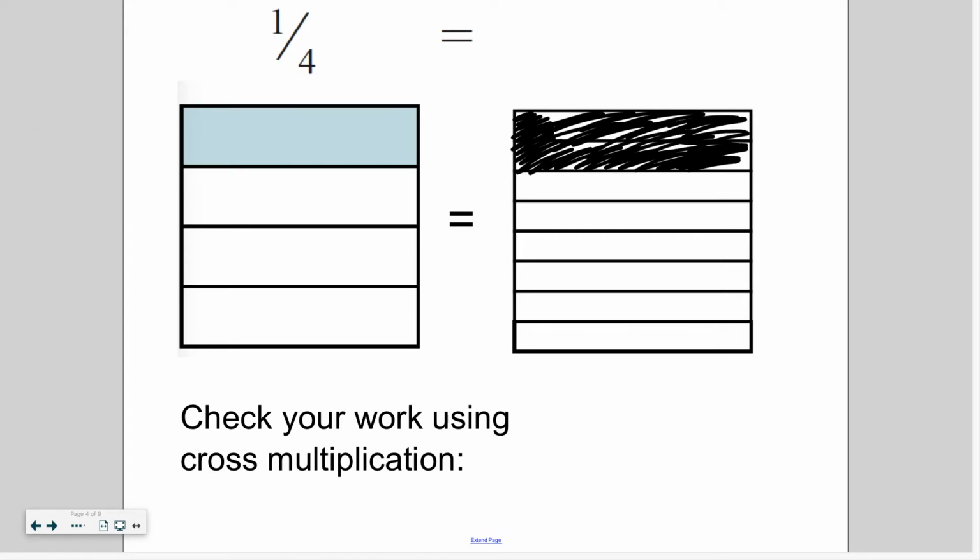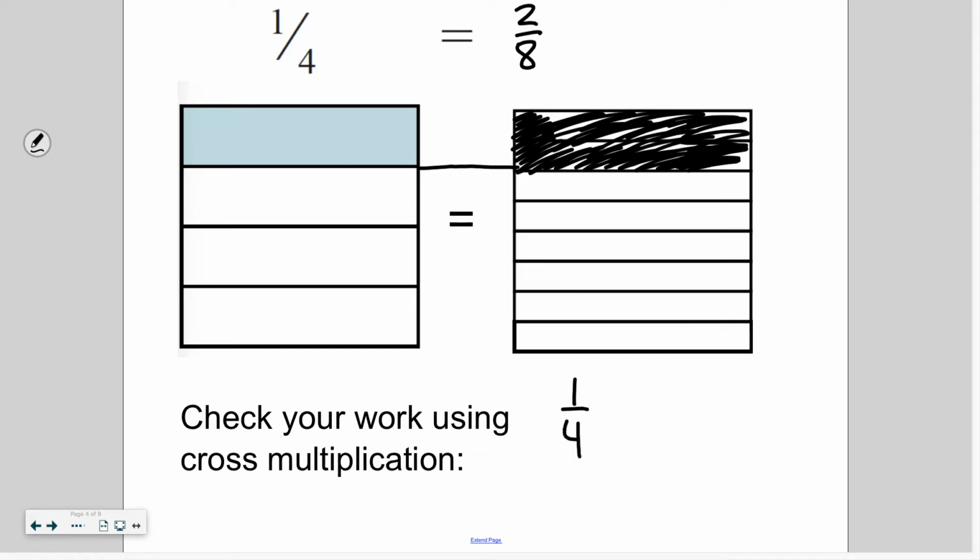So I see I shaded in 2 of the eighths, and that's equal right there, the same spot. So 2/8 is equal to 1/4, so I'm going to write 2/8 here. So now it says check your work using cross multiplication. I want to see if I'm actually right. I want to confirm, right?